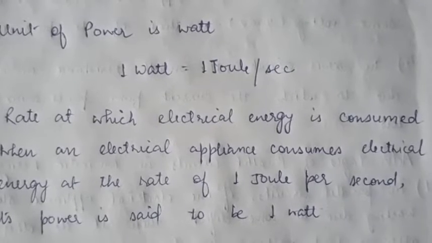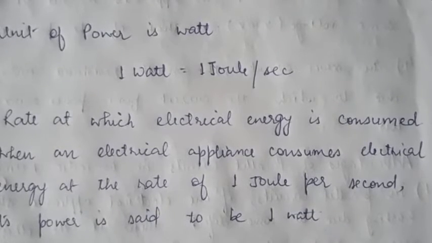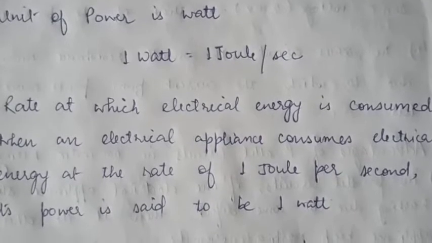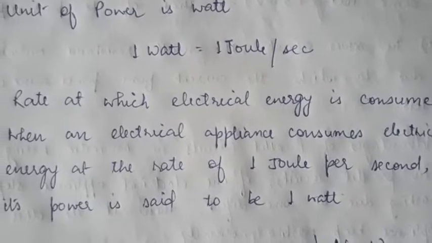Now what happens when an electrical appliance consumes electrical energy at a rate of 1 joule per second? It's said to be 1 watt. So it may be taken as the definition of 1 watt, that when an electrical appliance consumes electrical energy at the rate of 1 joule per second.